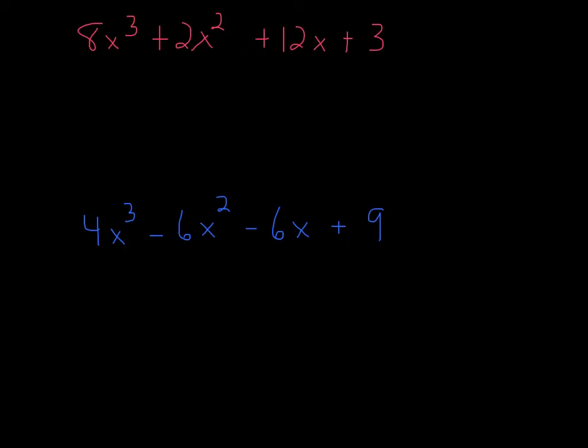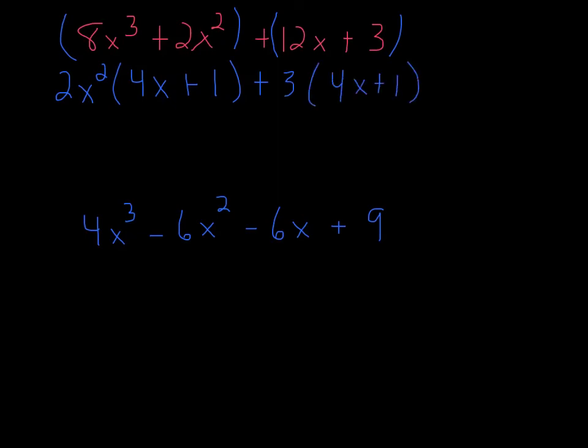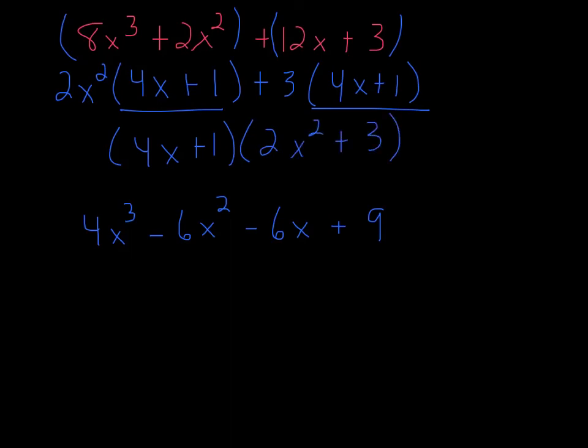Okay, we don't have a common factor all the way across. They're not difference of two squares. They're not trinomials, so we're factoring by grouping. In common in the first two terms, we have 2 and x squared, so we're left with 4x plus 1. And then plus, we have a 3 in common there, so that'd be 4x plus 1. There are our common factors. So 4x plus 1 times 2x squared plus 3, and we are done with that one.